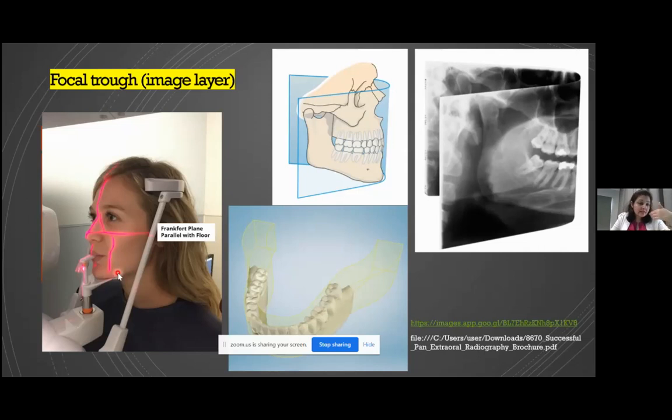There are certain laser pointers which help you focus and help you align the patient in the machine. Almost all machines have those. It even indicates to you the Frankfurt horizontal plane so that you understand how to position the patient's head both in the y-axis and the x-axis.